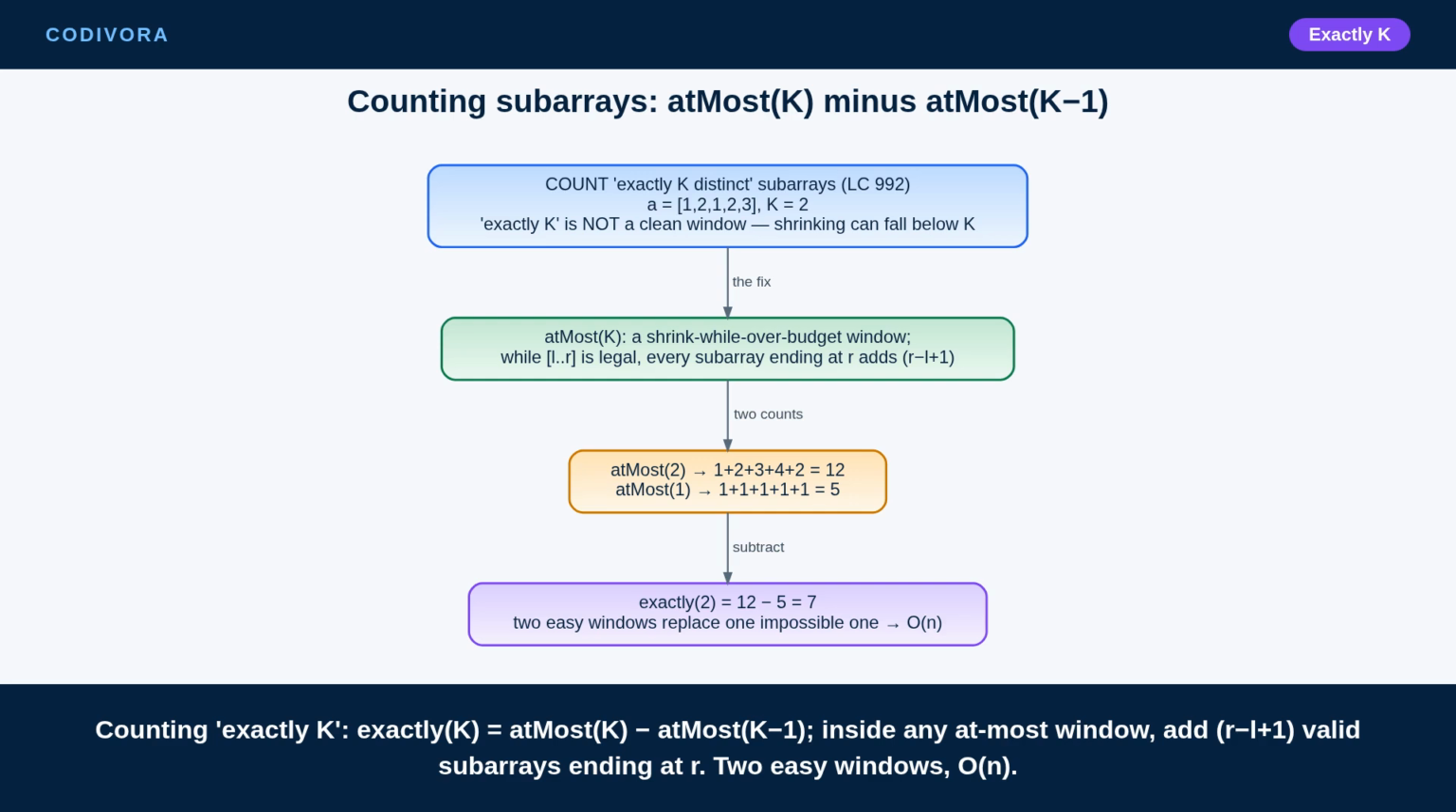At most K is a clean window, and while the window from L to R is legal, every subarray ending at R that starts between L and R is also legal, so you add R minus L plus 1 at each step. Take 1, 2, 1, 2, 3 with K equal to 2. At most 2 distinct gives contributions 1, 2, 3, 4, then 2, total 12. At most 1 distinct gives 1 each, total 5. So exactly 2 is 12 minus 5, which is 7. Two easy windows replace one impossible one, and it is all linear time. That R minus L plus 1 count is a tool on its own. It also solves counting subarrays with product under K.